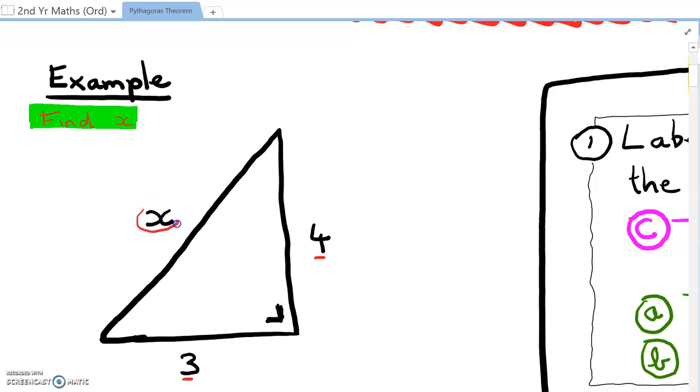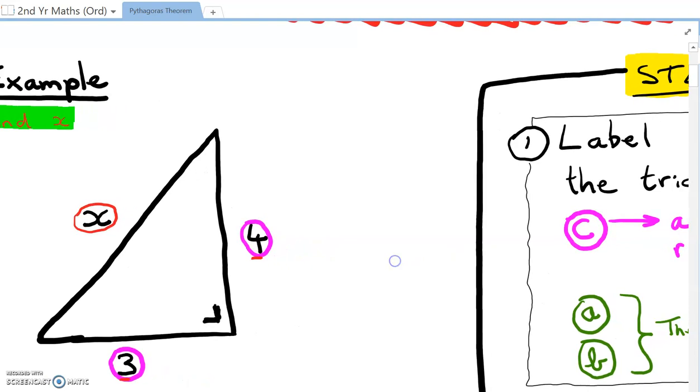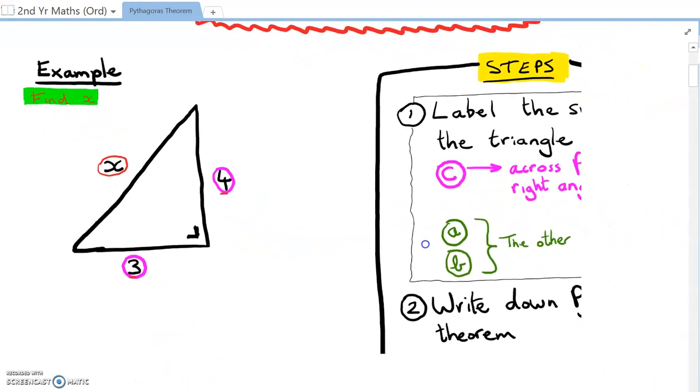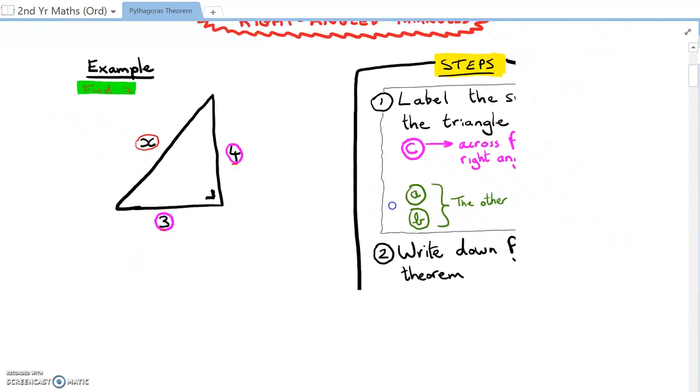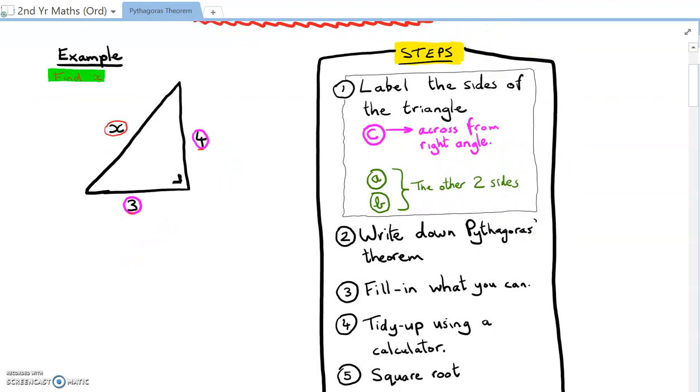Okay, now this is a perfect example of when you use Pythagoras' theorem. You have two sides, there's 1, there's 2, but you're missing the third, and we're asked to find it. Now, how do we do it? Well, we have the steps written down here to try and show you how to do these questions. Let's take a look. What's the first thing we have to do?